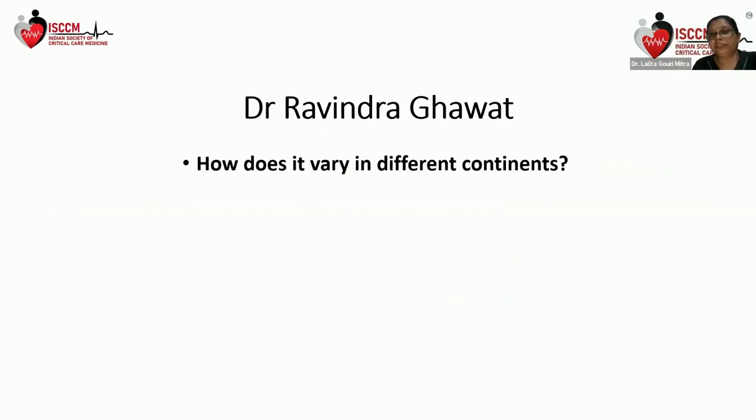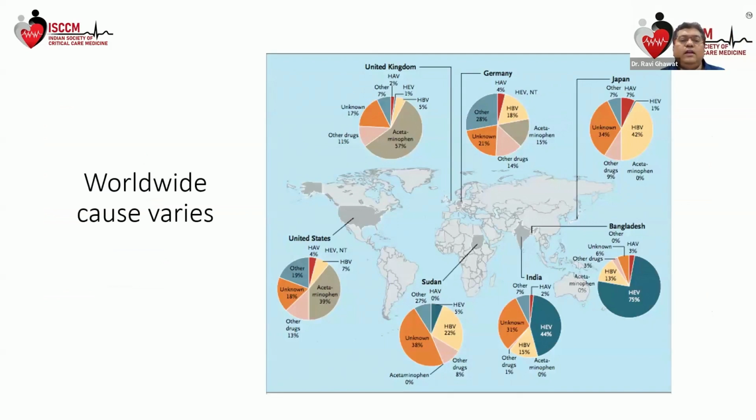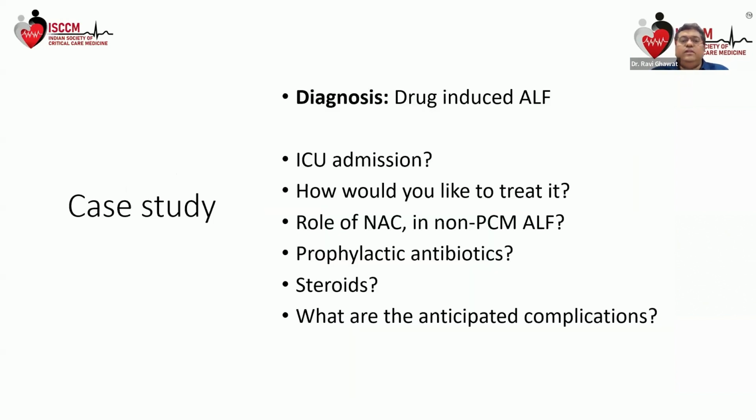So Dr. Ravinder, how does it vary in different countries? Do we see the same thing as we see in the Western world? If you look at the data from the Western world, drugs are more common, the most common being acetaminophen. In developing countries like India, it is hepatitis which is more common. In Bangladesh, around 70% of cases are caused by hepatitis. So moving from the Western world to the Eastern side, hepatitis becomes common, while in the West it is drugs which are common.